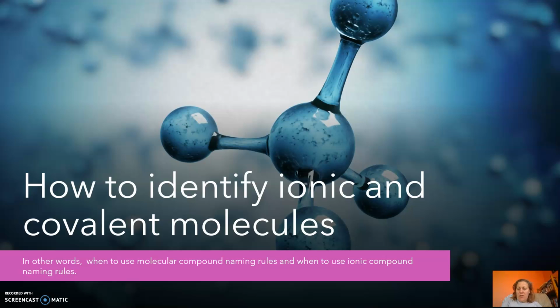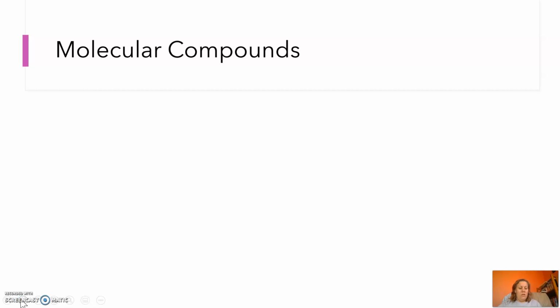Okay, hey guys, today we are going to do a real fast review over the two naming rules essentially, but before you can use the two naming rules, you have to identify whether they're ionic or covalent. And how do you do that? You have to identify. Real fast review.